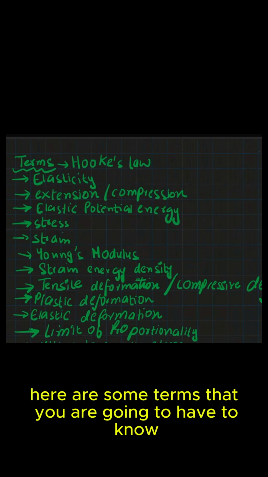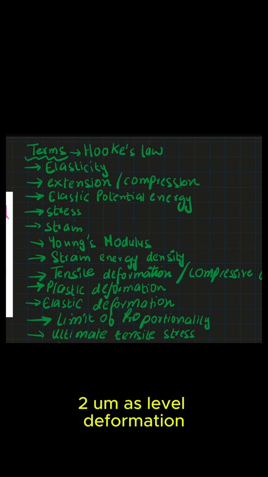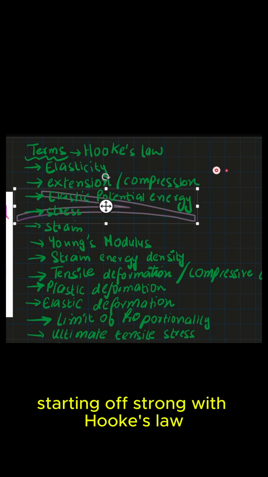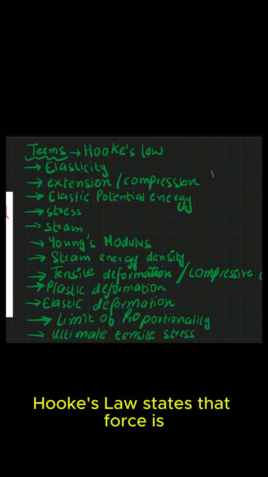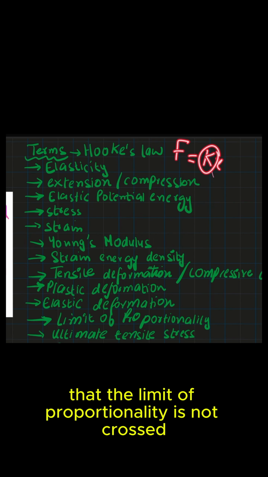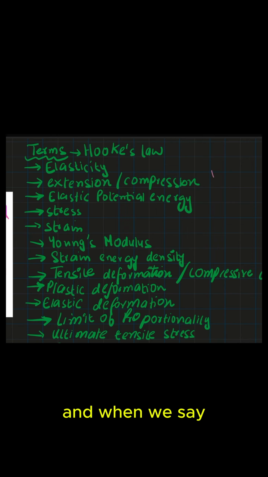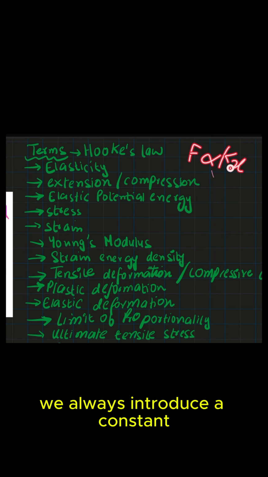So here are some terms that you are going to have to know for your 9702 AS level deformation, starting off strong with Hooke's law. Hooke's law states that force is directly proportional to extension, provided that the limit of proportionality is not crossed. And when we state that two things are directly proportional to each other, we always introduce a constant, and in this scenario that will be k, which is your spring constant.